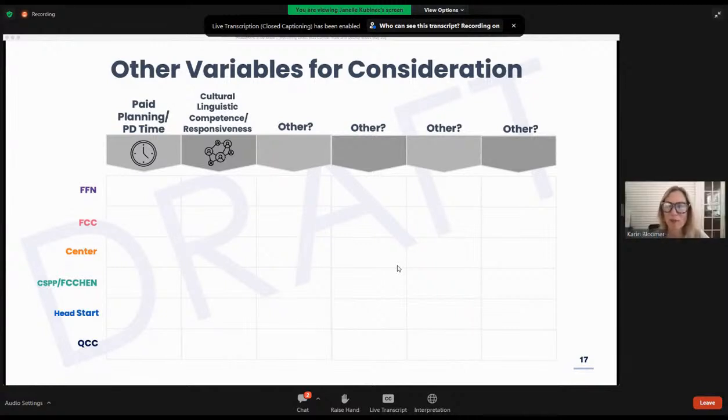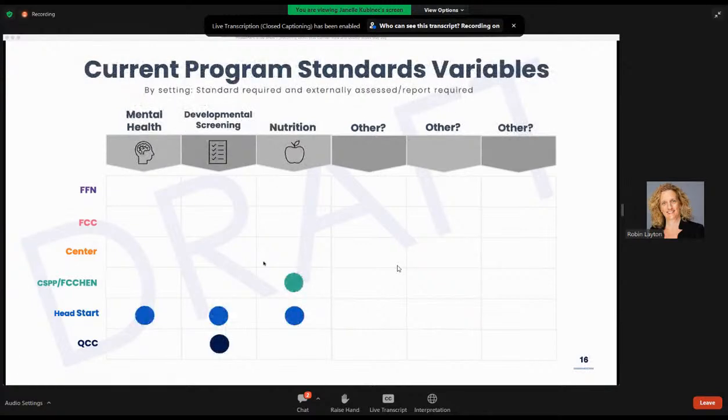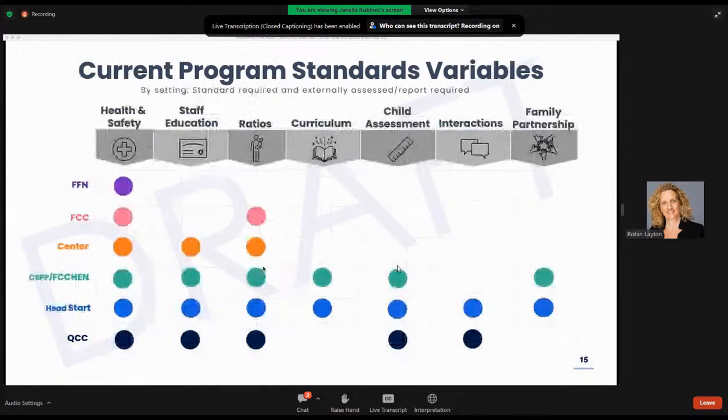Yeah, and I see right away Robin has her hand up. Good morning. Could you go back to the slide that shows standard variables? Maybe it was one more. That one. So where it says CSPP, I would recommend also putting the CCTR, that's another state contract for infants and toddlers. And I believe those state contracts deserve a green dot under interactions. That would be my recommendation, if that's what you were asking for.